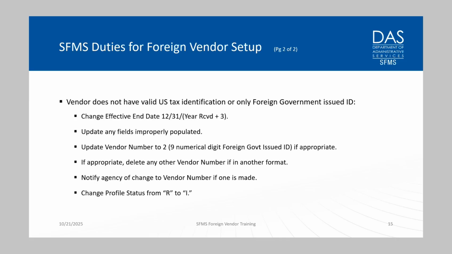If appropriate, we may delete any vendor number if it's in another format. And we, again, will notify the agency of a change to the number if one is made, and change profile status from R to I. And foreign vendors, unlike regular domestic vendors, maintain an I status. They are only opened temporarily for a certain finite amount of time for payment. We'll talk about that a little later, but just so you know, they are maintained in an I status.